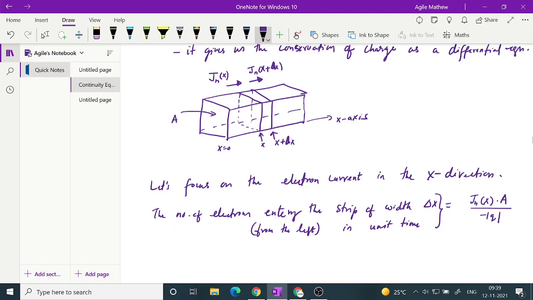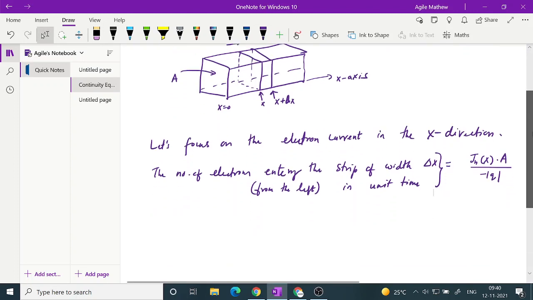Okay, so first I am taking the current, multiplying with A, and then dividing it by the charge of the electron. Current divided by charge is basically the number per unit time, whereas current is basically charge per unit time. And if you divide it with the charge of the electron, you get the number of electrons entering per unit time. Okay.